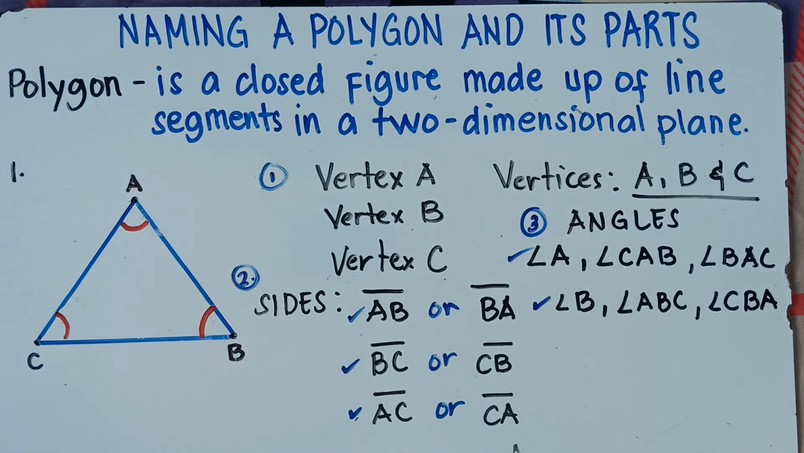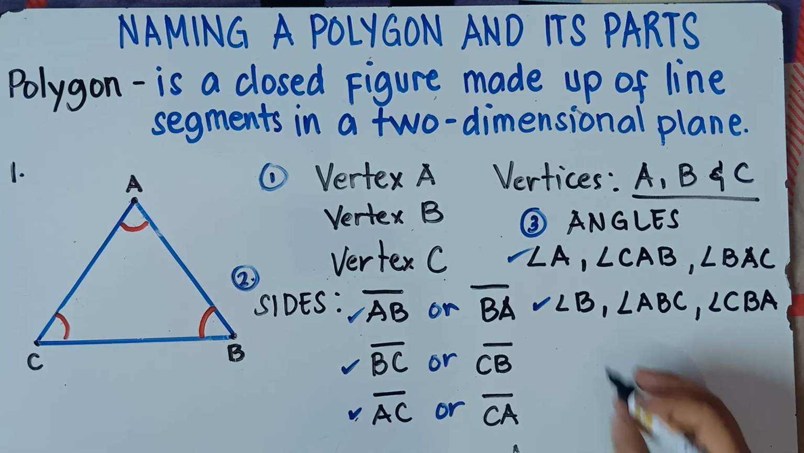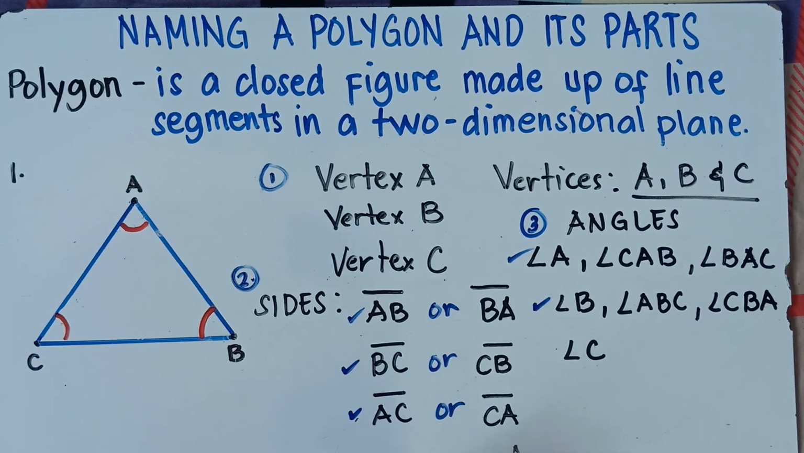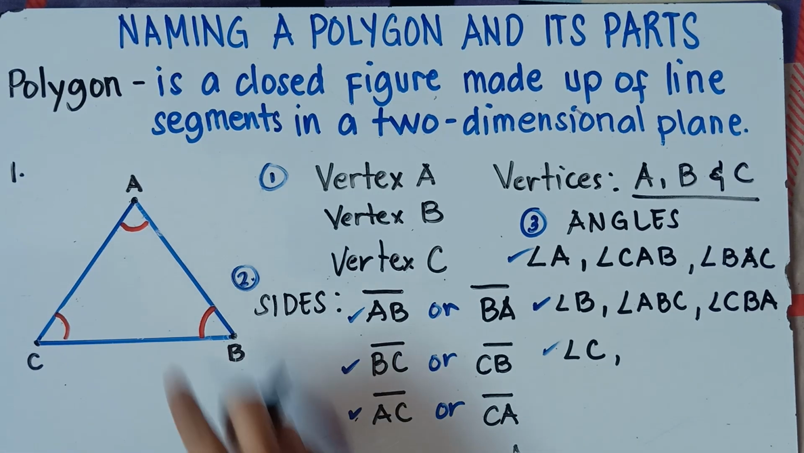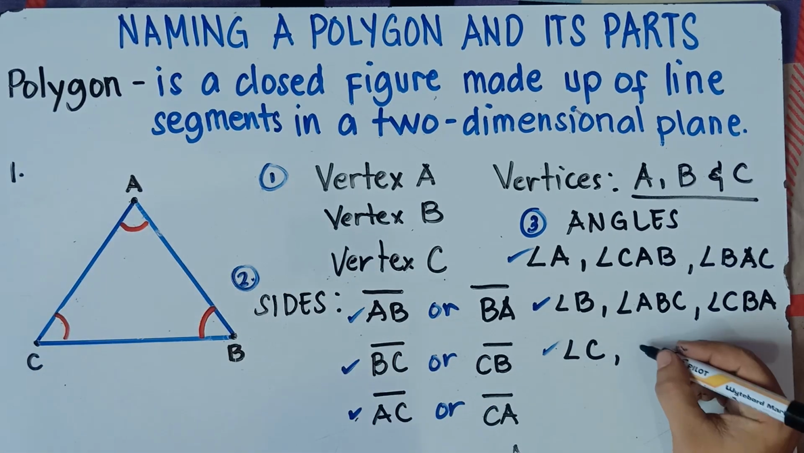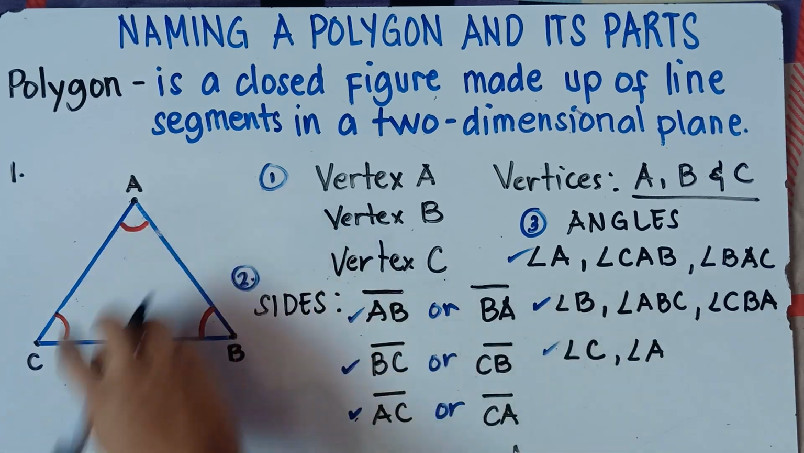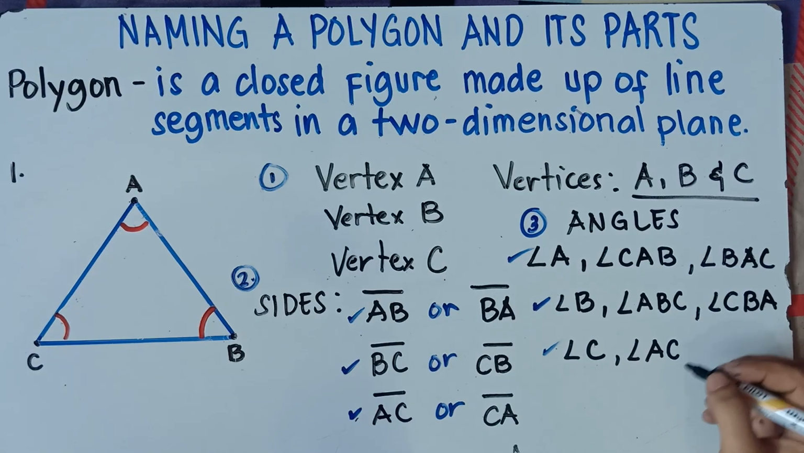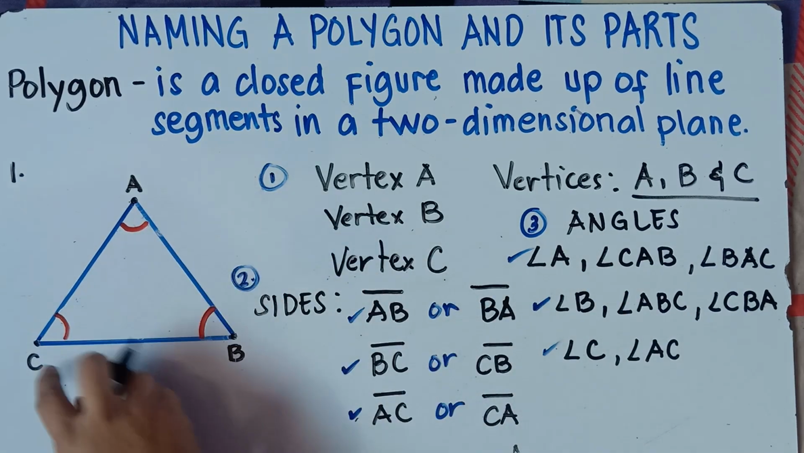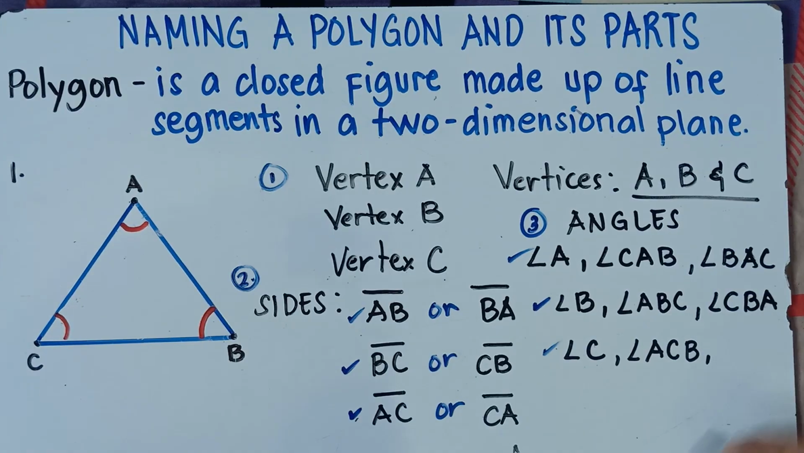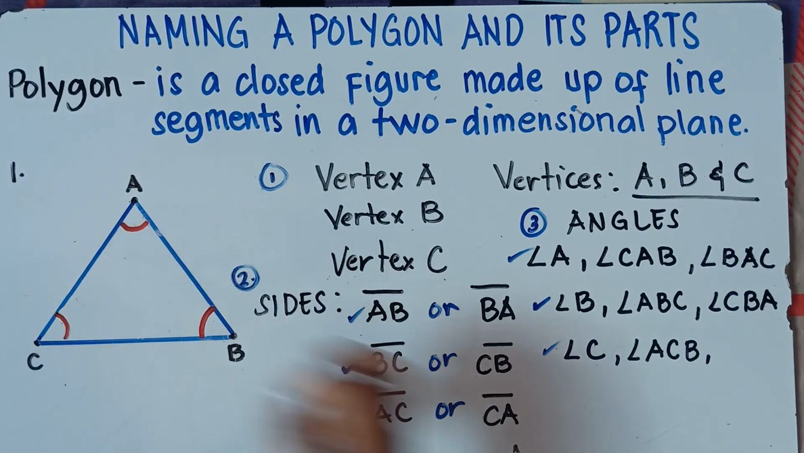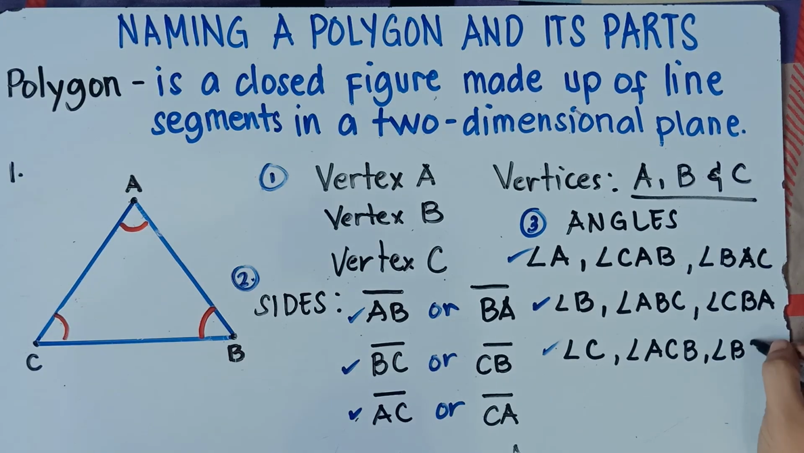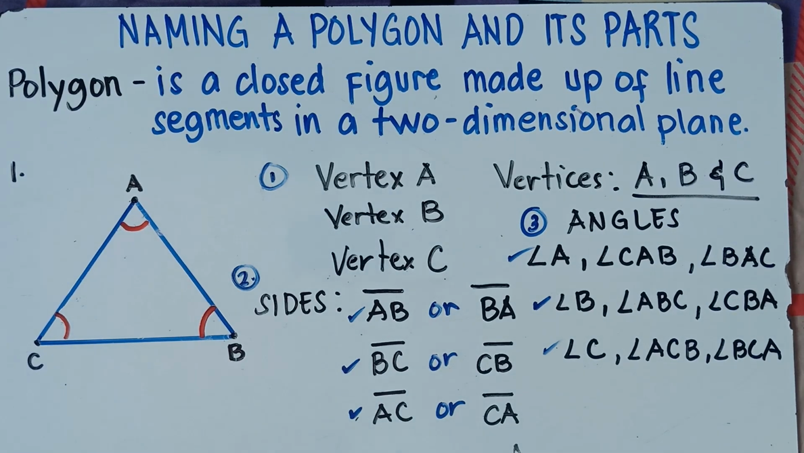And the last angle, we have angle C. We can call this one angle ACB. Just make sure, once again, that C will be the center part of these vertices. ACB, and then BCA. Angle BCA. That's it, class. You're all set for the parts of a polygon.